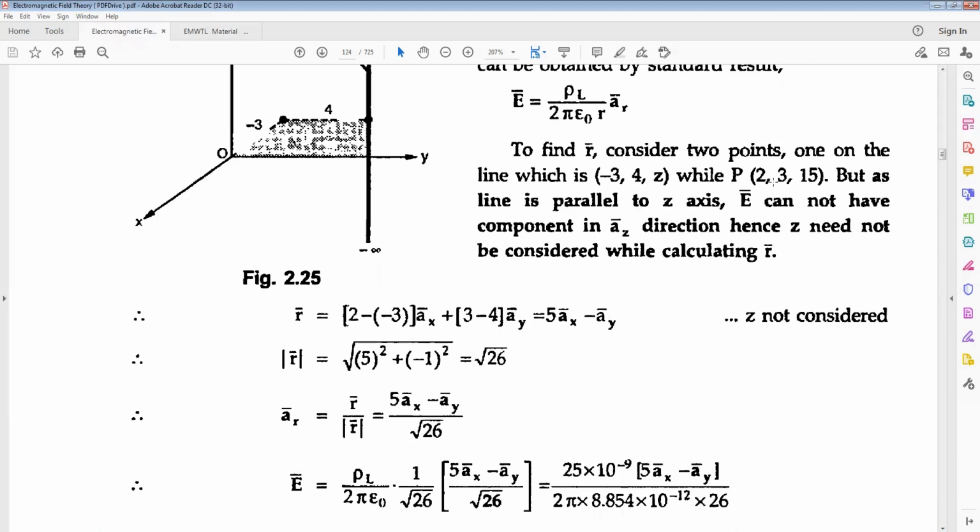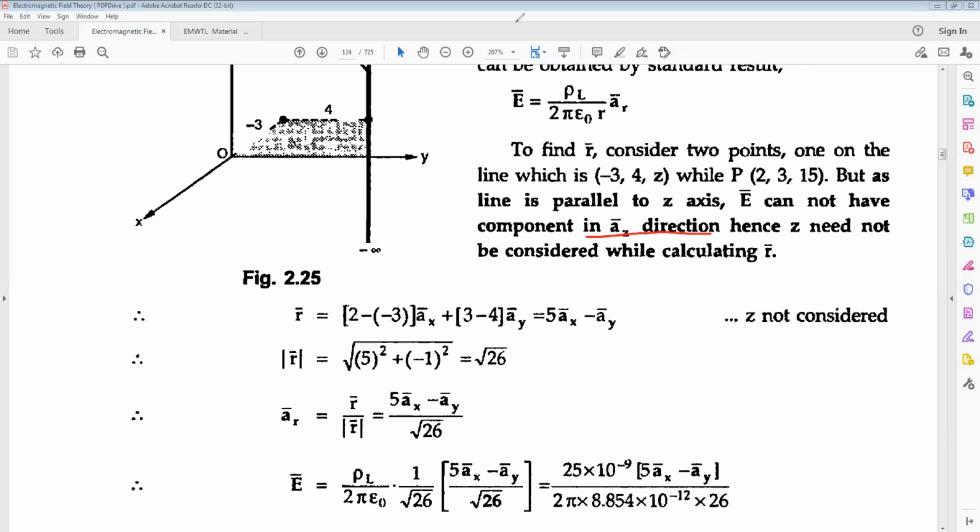So R bar is equal to 2 minus of minus 3, which is 5, and 3 minus 4, which is minus 1 AY bar. We are not taking a Z component, since the line is parallel to the Z axis. E bar cannot have any component in the AZ bar direction. So AR bar is equal to 5 AX bar minus AY bar, over the square root of 25 plus 1, which is 26.